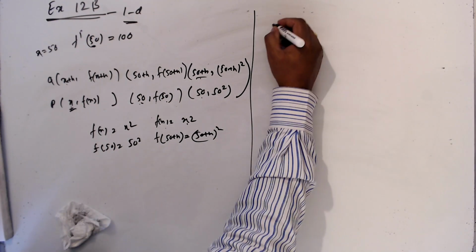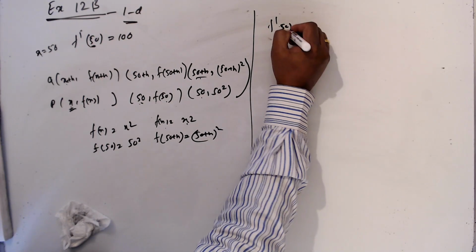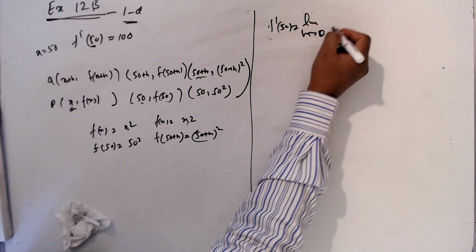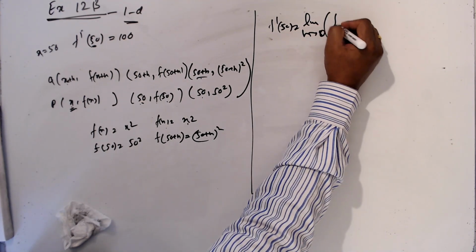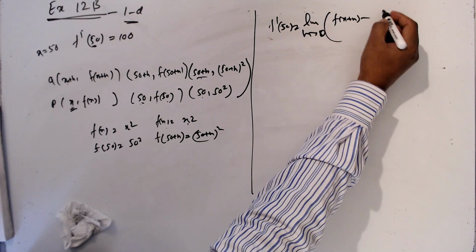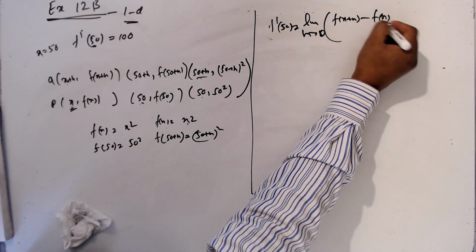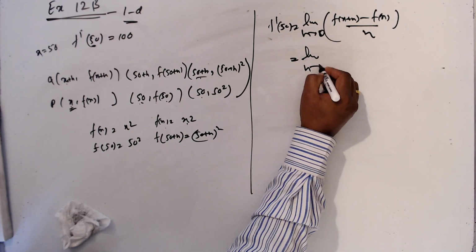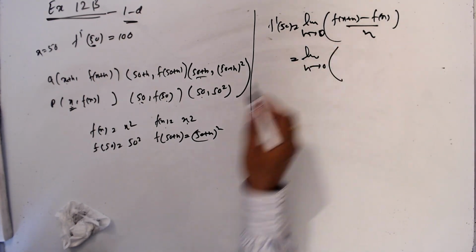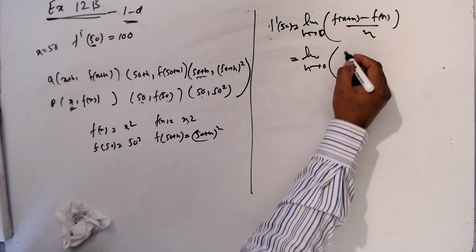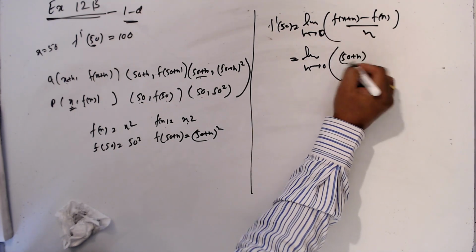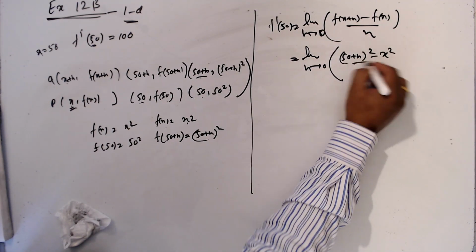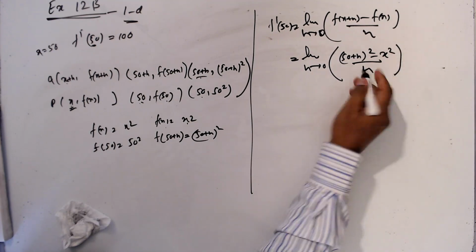I write the rule now. f dash 50 is the limit as h goes to 0 of f(x plus h) minus f(x) over h. What is f(x plus h)? It is (50 plus h) square, and f(x) is x square. And we simply just put h and we don't write anything.